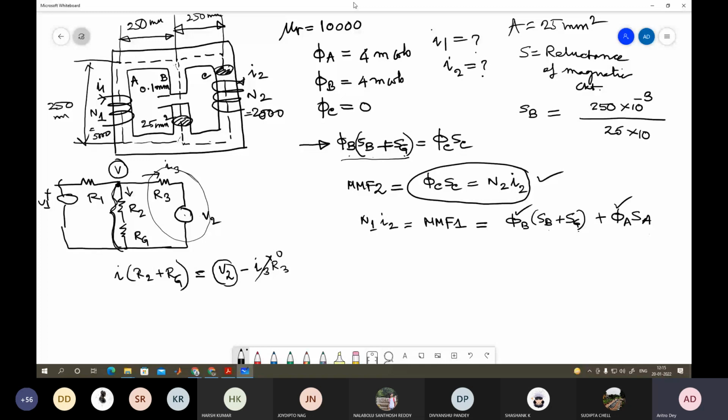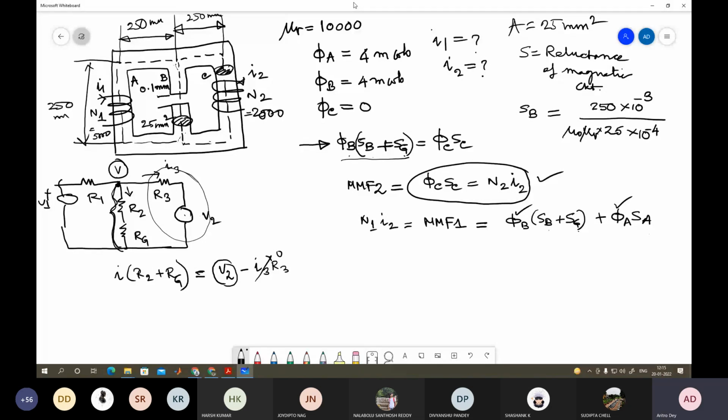For SB, the length is equal to 250, because 0.1 we can ignore, it is 249.9, so we can ignore that. 250 into 10 to the power minus 3 meter, divided by, this is a magnetic material, so mu 0 mu r, again we'll use that mu r later at the end. So mu 0 mu r into 25 into 10 to the power minus 4. Okay, so that will give you this.